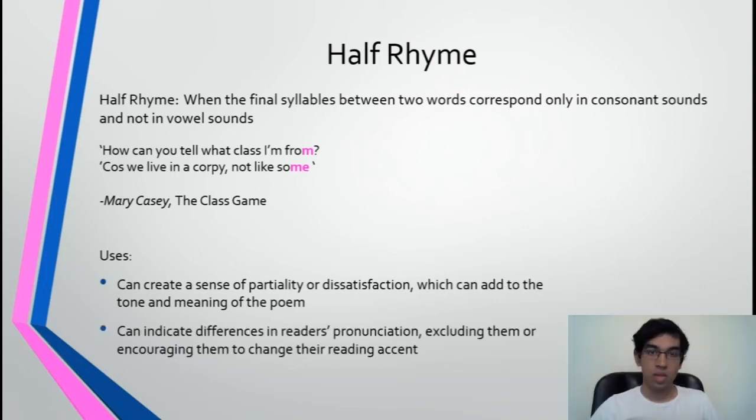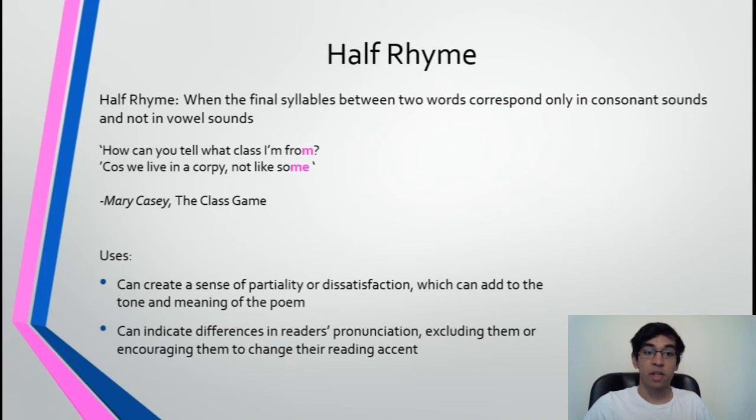Now this leads on quite nicely to our second point, which is that half rhyme can be quite useful in exploring different ways of pronouncing words and different accents that we read poetry. So usually when we read a poem, we're going to read it in our own accent. Even if we're reading in our heads, it's going to be in our own accent. But then Mary Casey's The Class Game is all about exploring different areas of class, different ways that people speak, different ways that people behave. She was based near Liverpool initially, and I think she's written this poem in an accent that's natural to her.